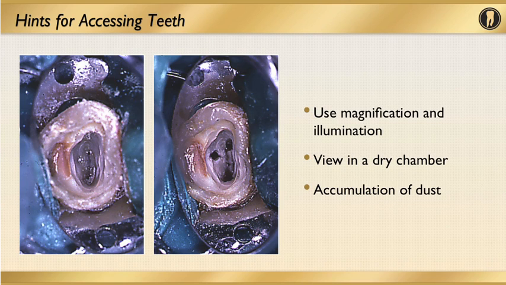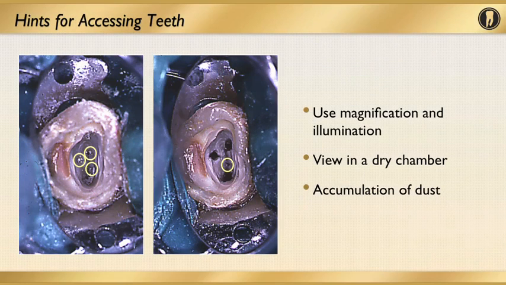A final couple of hints that we can take advantage of while accessing our posterior preparations is the use of magnification and illumination. Anytime we can see things on a larger scale with a direct column of light, it's going to enhance our ability to identify and to treat the anatomy that's present. We want to view this in a dry chamber, and we also want to look for the accumulation of dust into the natural anatomical orifices that are present. These subtle clues can help us to identify portions of the anatomy that may be overlooked and may be, in worst case scenarios, untreated, leading to ultimate failures.